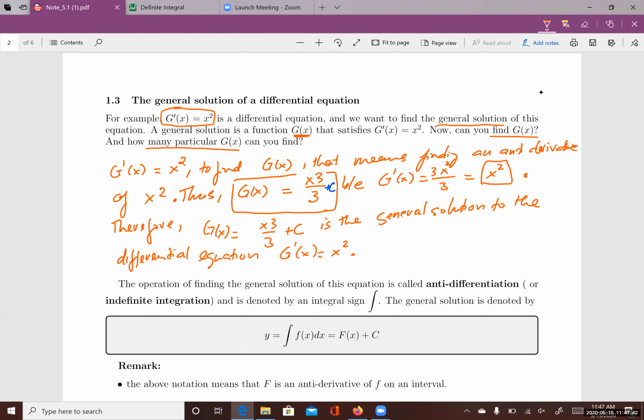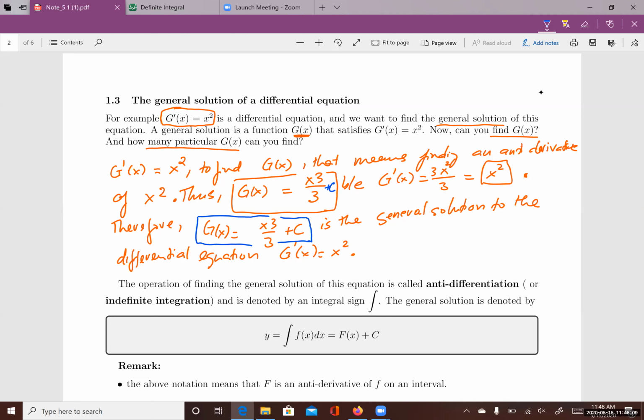Thus, we would have infinitely many particular functions for g of x. So if you have a different constant, you would have a different antiderivative, and different solutions. And g of x here, again, is just the general solution. We will learn how to find a particular solution for differential equations given an initial value a little later.